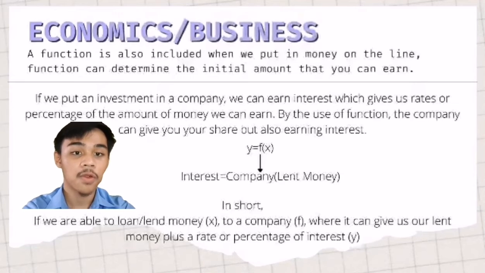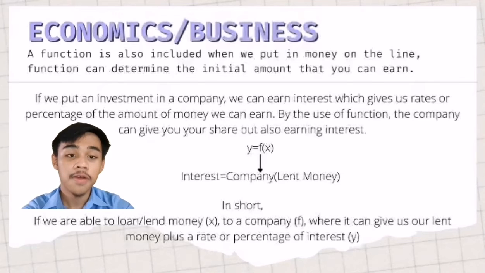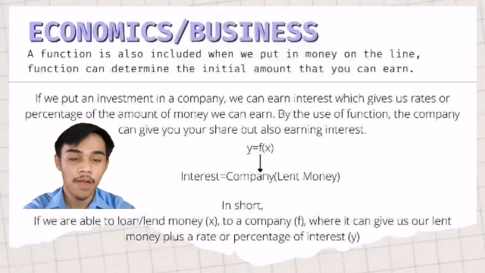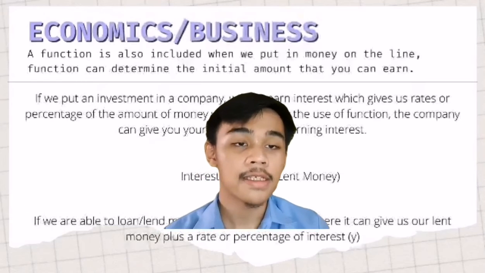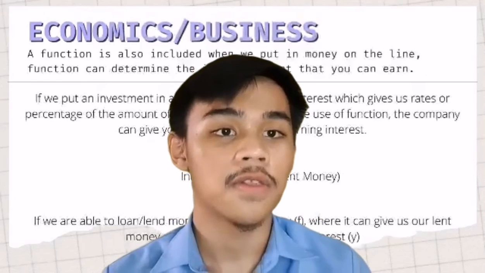By using the function rule y equals f of x, in our case, the interest is equal to the company of the lent money. In short, if we loan or lend money, the value of x, to a company, which is represented by the f or the function, it can then grow or develop into a successful company where it can give you your lent money plus a rate of percentage of interest, which is the outcome represented by the variable y. And that is how we can use functions in today's living.